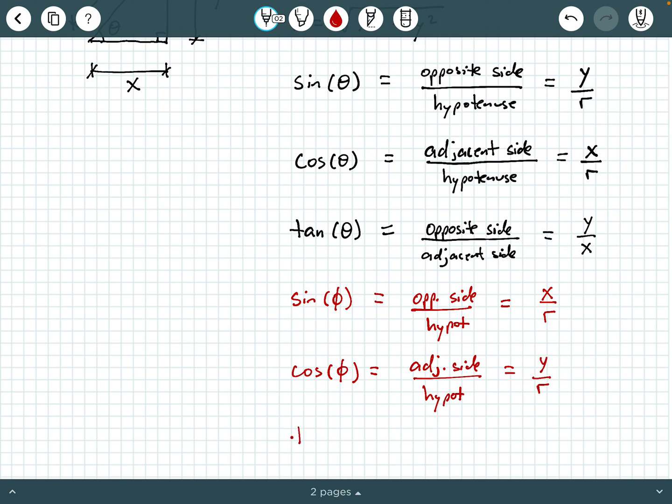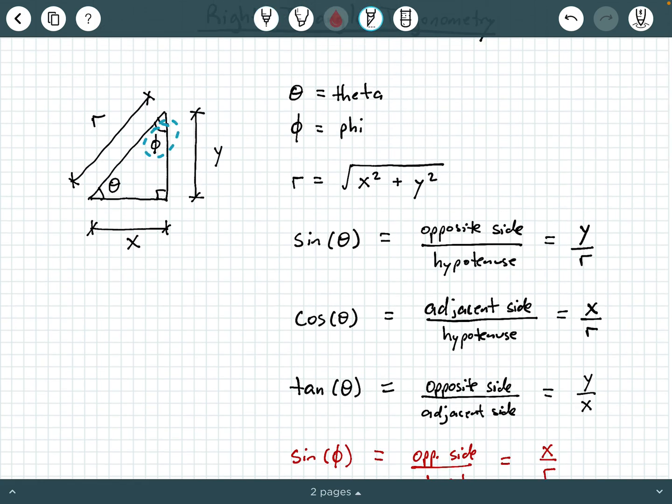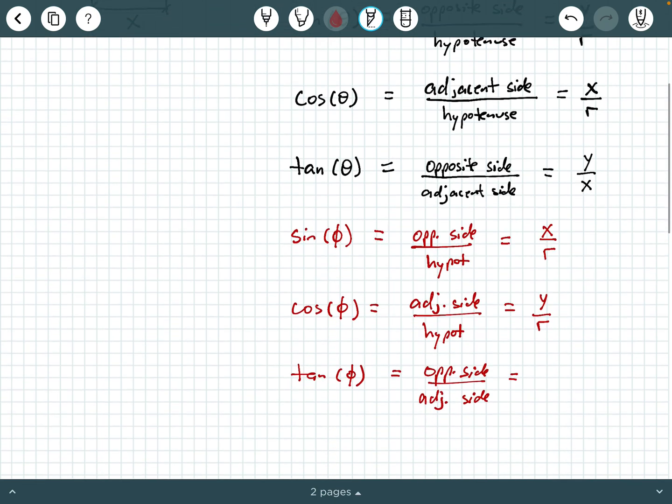And what about the tangent? Tangent of phi is still opposite side over adjacent side. So again, looking at angle phi, the opposite side is x and the adjacent side is y. So when you want to get the tangent of phi, you are going to write x over y.